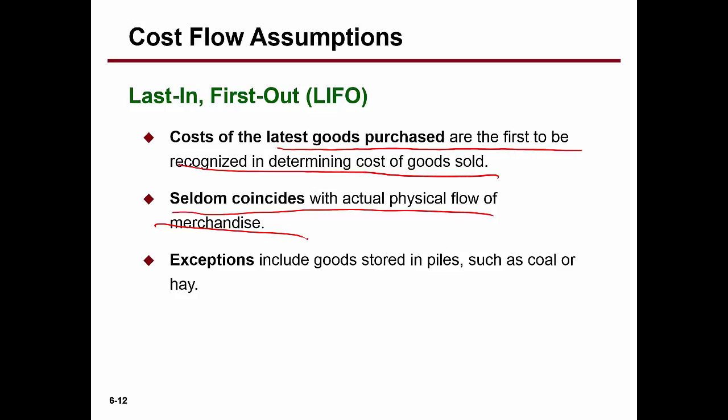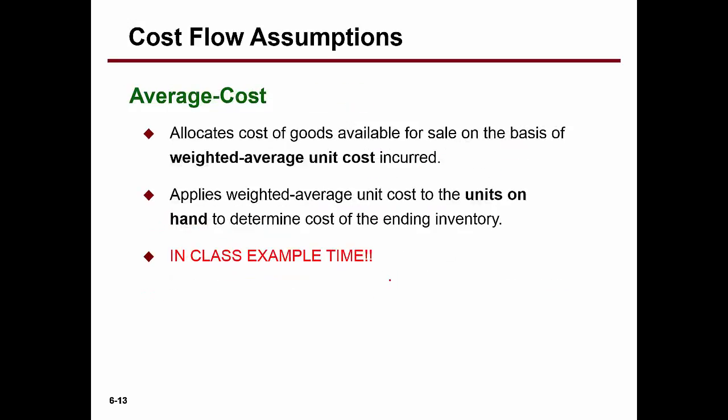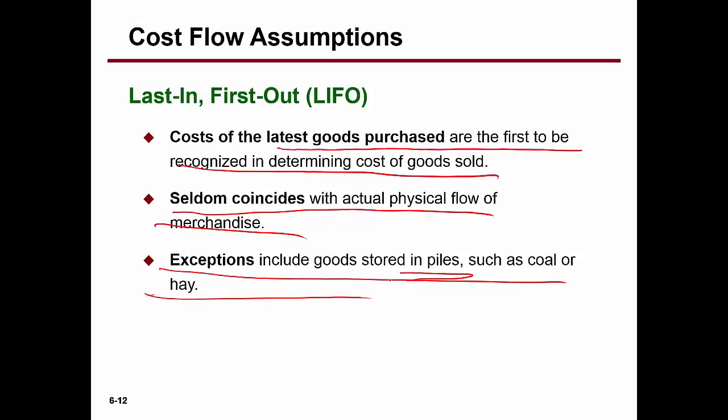Okay? And then they give us exceptions such as piles, things stored in piles, rocks, whatever, coal, etc. But for the most part, it seldom coincides, okay? But the items that are sitting in ending inventory, they probably should have told us. Is there another slide coming here? No. The items that are in ending inventory are the first ones bought, right? Let's add that in. Okay, the items in ending inventory are the first ones bought, on the bottom of the pile.